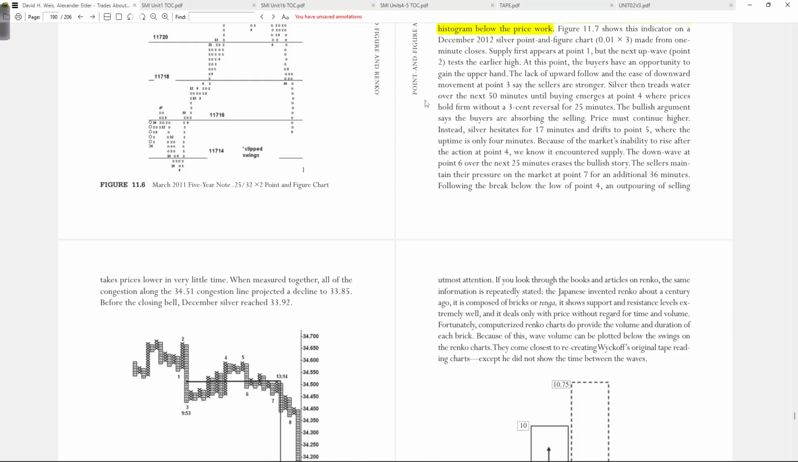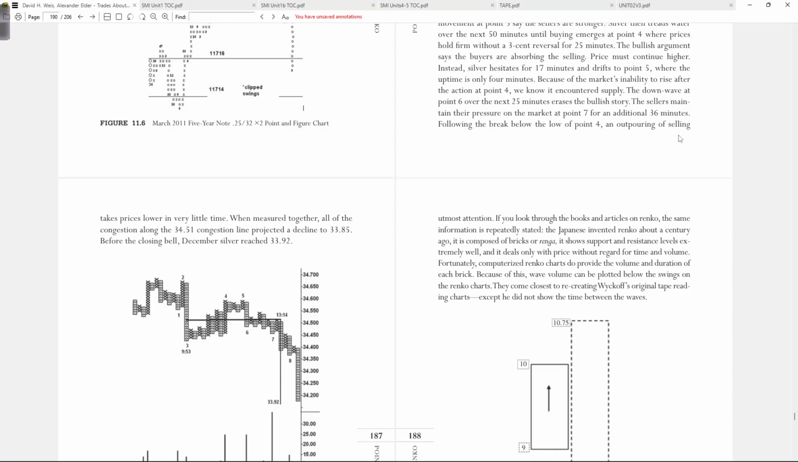Silver then trends sideways over the next 50 minutes until buying emerges at point 4, where prices hold firm without a 3-cent reversal for 25 minutes. The bullish argument says the buyers are absorbing the selling. Price must continue higher. Instead, silver hesitates for 17 minutes and drifts to point 5, where the uptime is only 4 minutes. Because of the market's inability to rise after the action at point 4, we know it encountered supply.